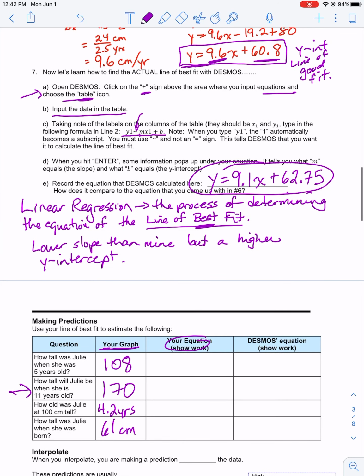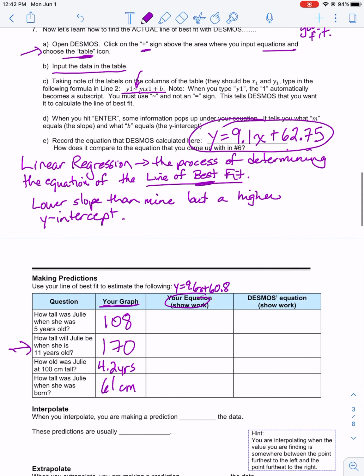So I don't know what your equation is, but my equation is y equals 9.6x plus 60.8. When she was 5, that would be y equals 9.6 times 5 plus 60.8. So 9.6 times 5 plus 60.8. That's 108.8 centimeters.